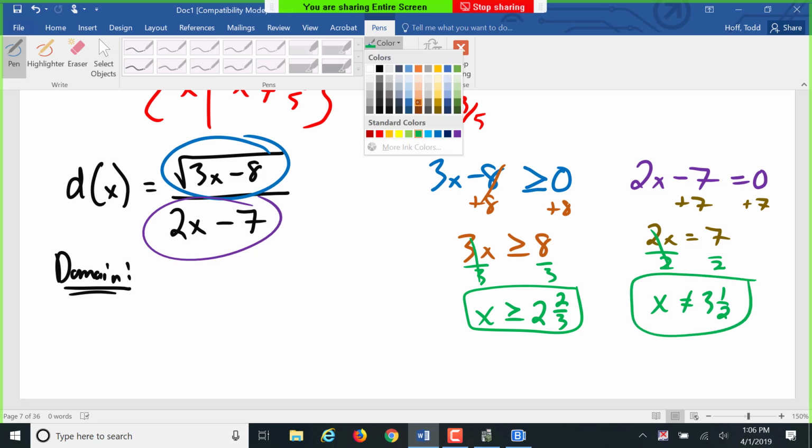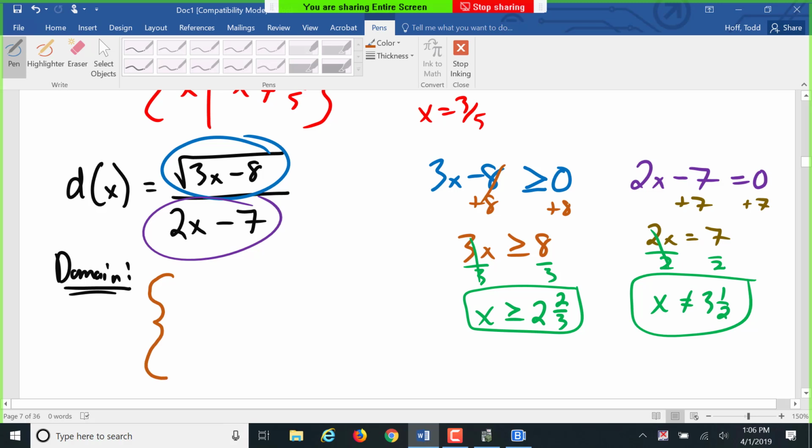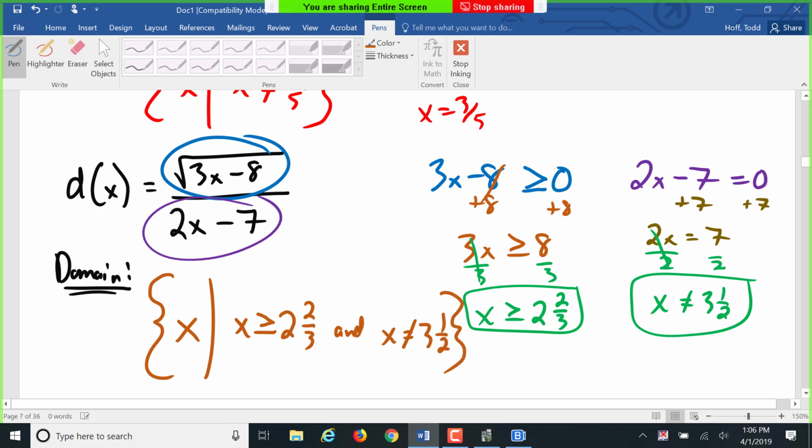So putting this into set notation, it's all values for x such that x is greater than or equal to 2 2/3 and x is not equal to 3 1/2. Show of hands, how many of you had that? How many of you needed more time?